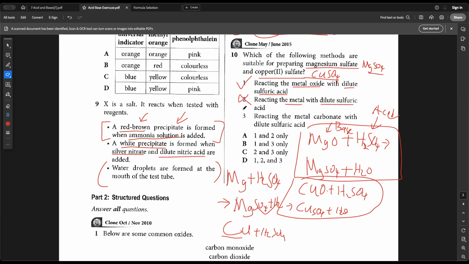So after that, if you already know the idea for 1 and 2, then it must be B, because 3 for sure can. There's no option for just 1. So 3 for sure can. Make sense?